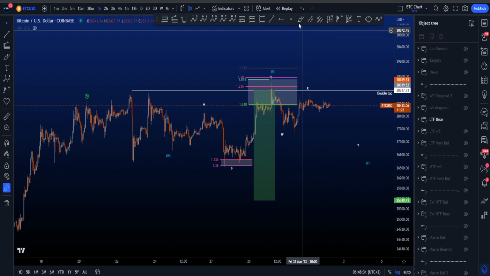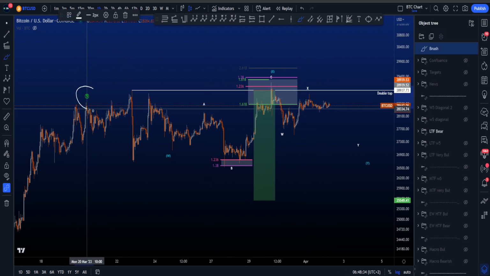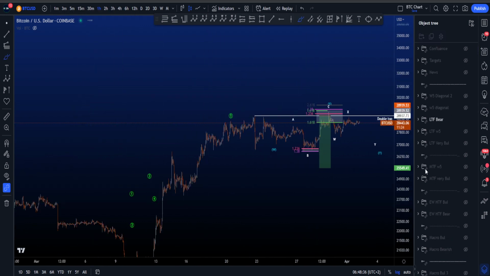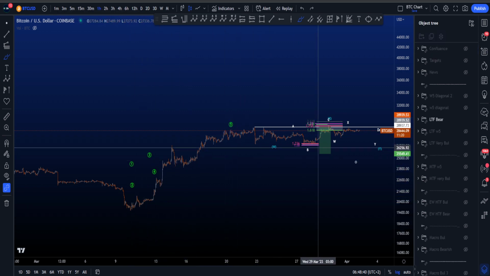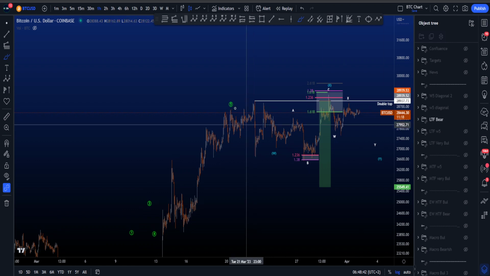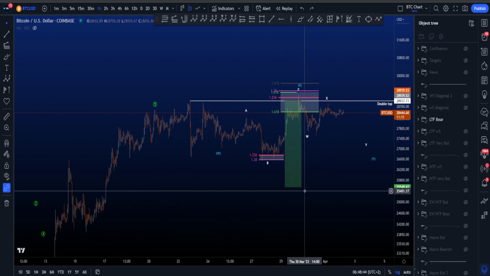If we then look at this scenario, which is a little bit unique, wave 5 is already in. So in this scenario, we have over here a 1, 2, 3, 4, 5, which already is the end of wave 5 of 5 basically. So we expect more downside and a corrective structure.